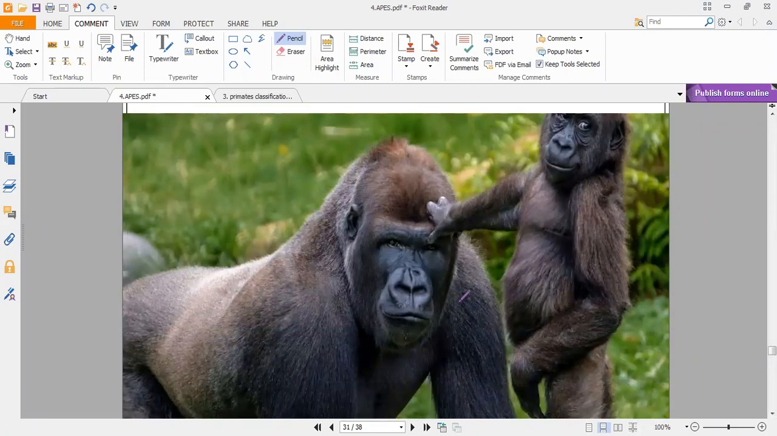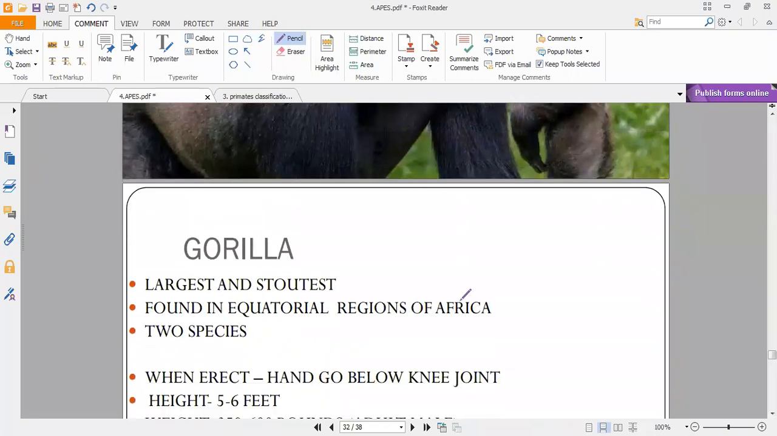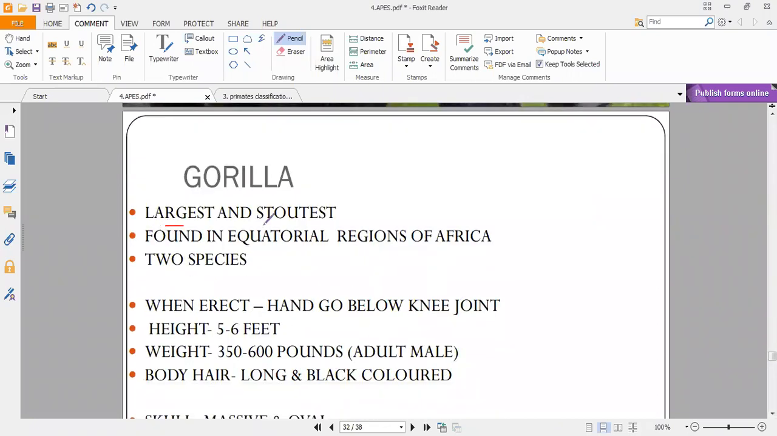They are very strong, much bigger than humans. So if you talk about a gorilla, they are the largest and stoutest. Stoutest means strong, and they are found in the equatorial regions of Africa. Nearby the equatorial regions you can find them in Africa. Again, African apes like the chimpanzee and this gorilla are African apes.